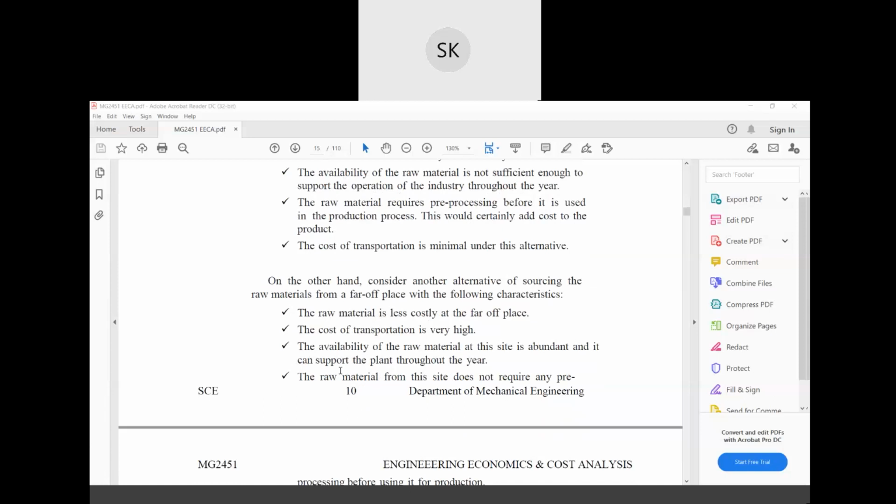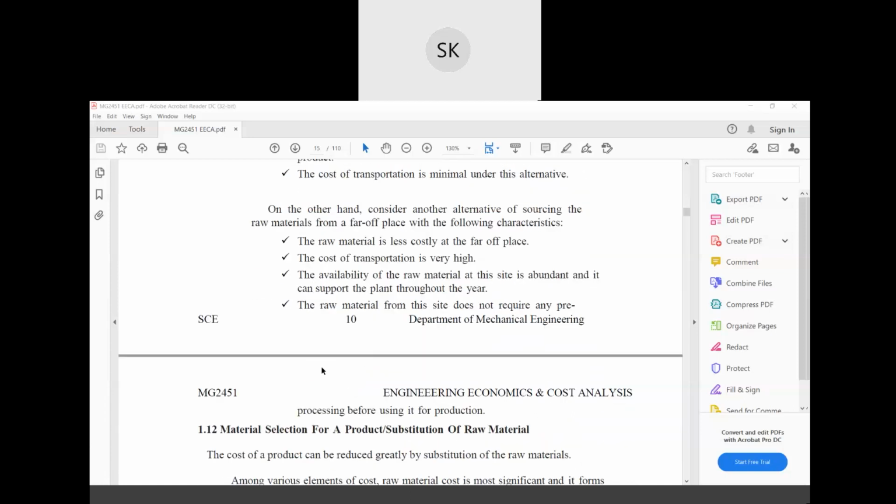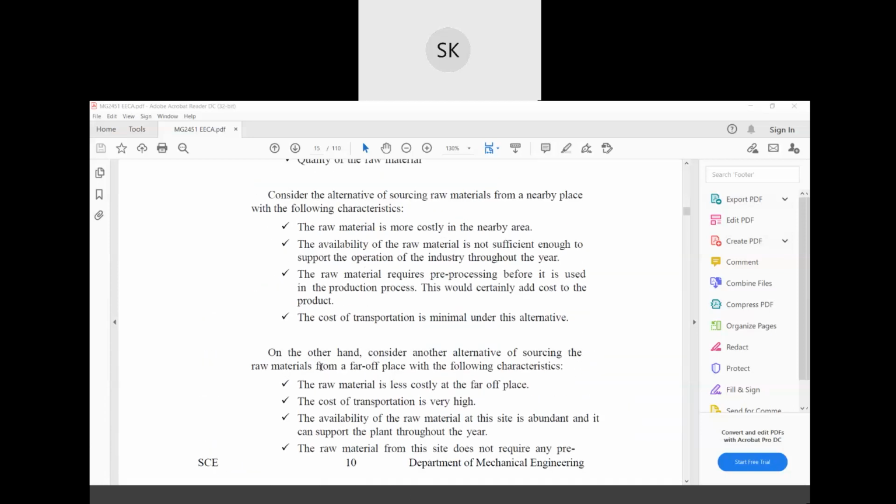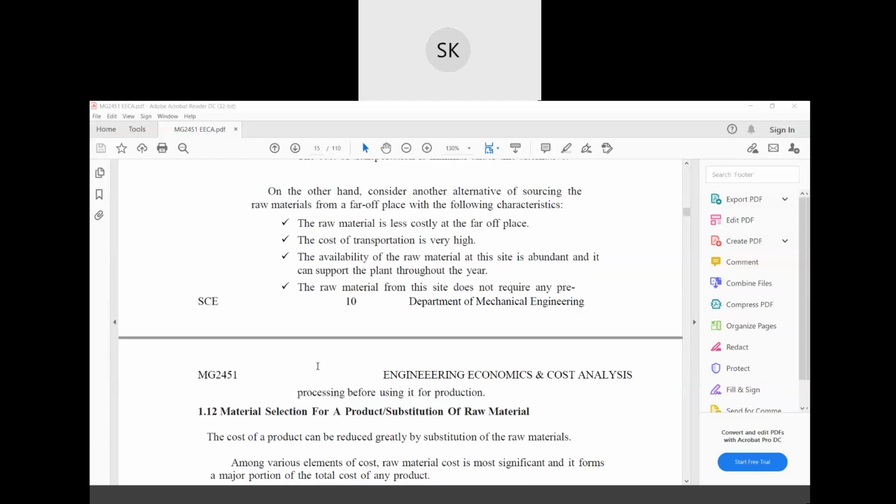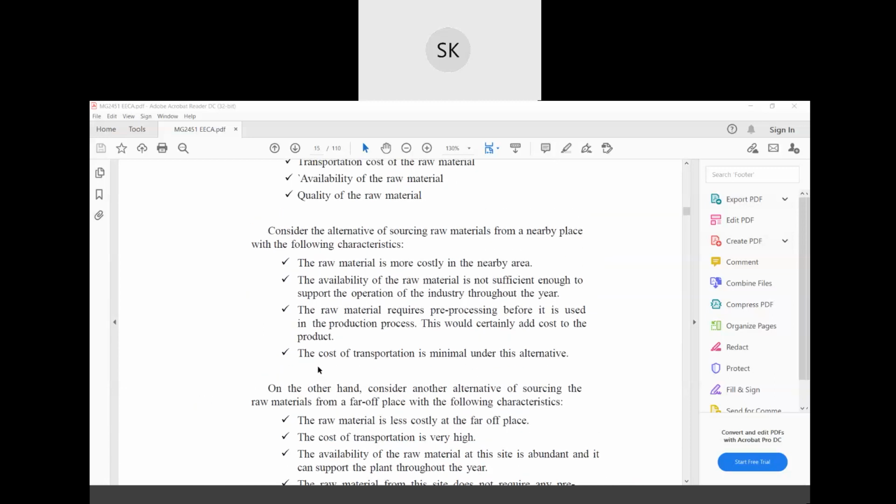Raw material from this site does not require any pre-processing before production. Just tell me which one you will prefer. Which one will you prefer?